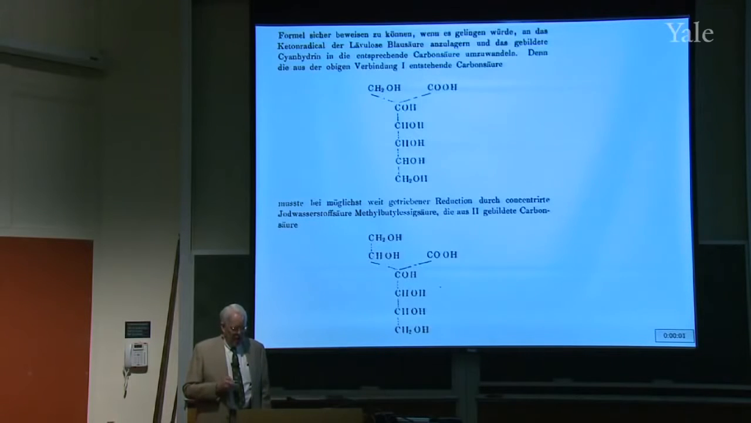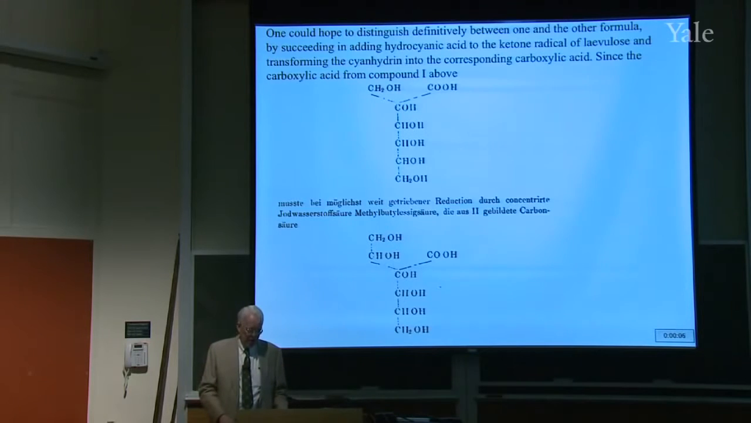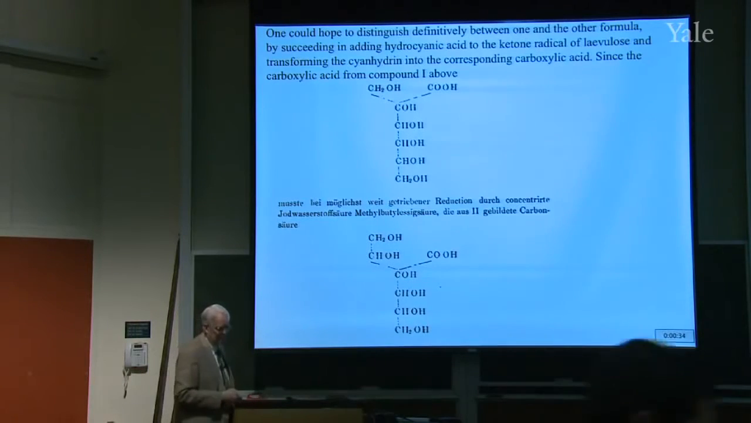Okay. So he goes on in the paper to say, one could hope to distinguish definitively between one and the other formula by succeeding in adding HCN to the ketone radical of levulose and transforming the cyanhydrin into the corresponding carboxylic acid. So you add CN, hydrolyze it so it's COOH, it adds to the carbonyl carbon. So from compound one, you would get this, adding CN here and turning it into carboxylic acid. From compound two, from the ketone on the next position down, you'd add here and get that carboxylic acid.